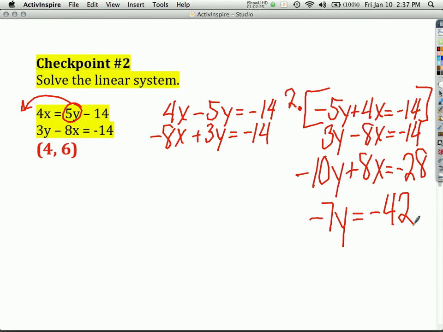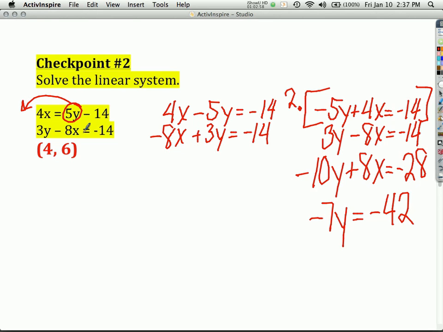Y equals 6. But I have the x. But that's a matter of plugging it back in, and all you had to do was plug the 6 back in right here. 5 times 6 is 30. 30 minus 14 is 16. Divide both sides by 4, and you get 4. So you made a mistake when you plugged it back in. Ania? Got it? Yeah, I put negative 6.